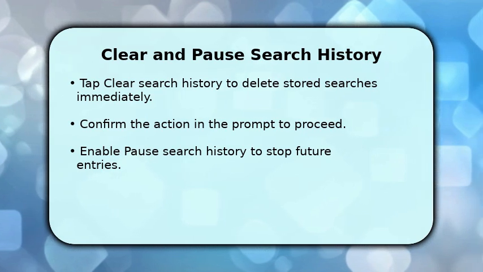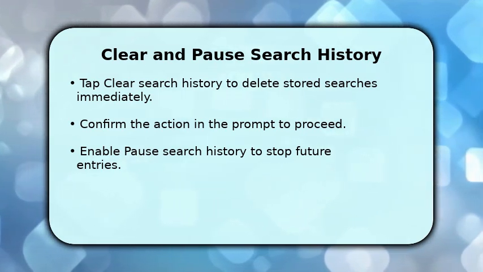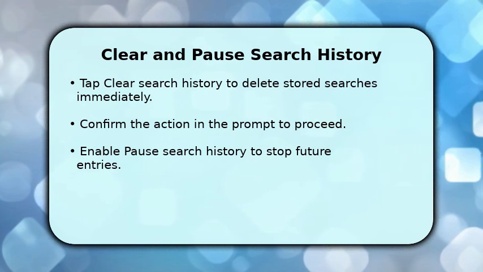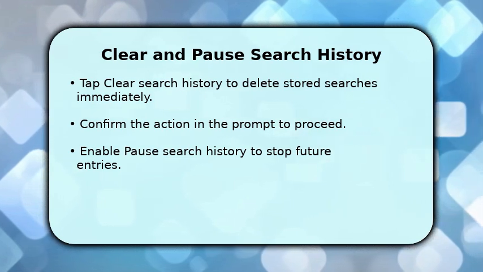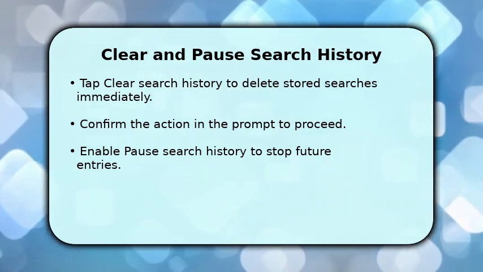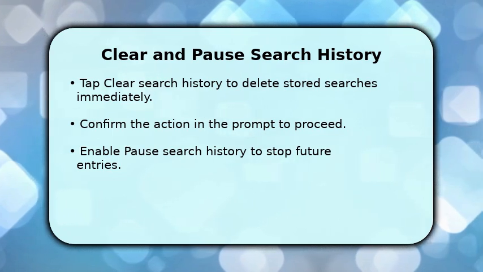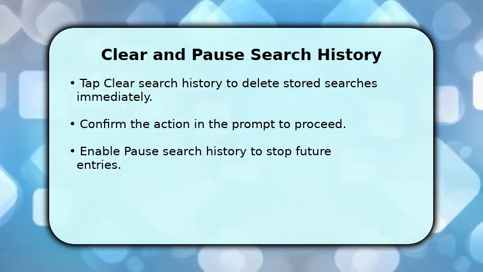Once cleared, use Pause Search History to prevent future searches from being recorded. Toggling this on helps keep your activity private without repeating deletions. If you want selective removal instead, view your Google account activity by tapping Manage Activity and delete individual items.